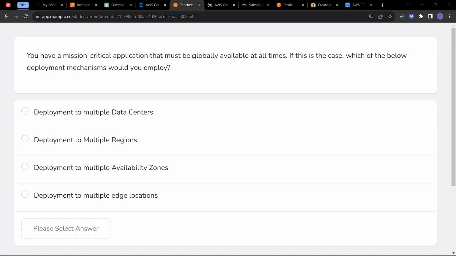So the keyword here is what? Globally available, right? Exactly. If you deploy to multiple availability zones, availability zones are within a region, so it doesn't go outside that region. You might argue that you deploy to another availability zone in another region, but it doesn't work that way. You have to deploy in multiple regions. So the correct answer is this.